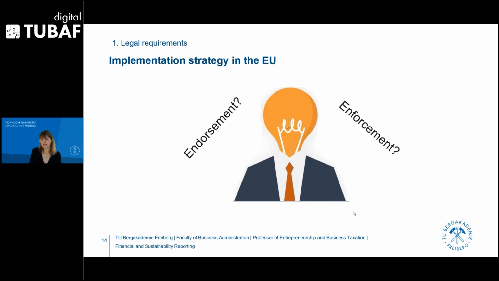If we have these IFRS, which are developed by an independent organization, then we want to use them in the European Union. We have to use them because of the IAS regulation. There we differentiate between an enforcement process and an endorsement process. The endorsement process comes first. It says that the IFRS developed by this independent organization have to be adopted in the European Union. Before this is the case, they approve the standards, and afterwards they have to be adopted by the companies.